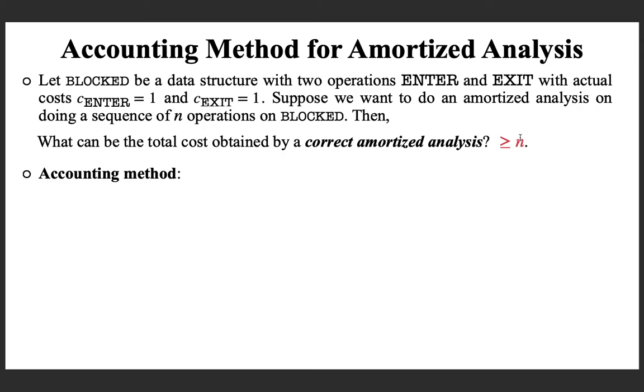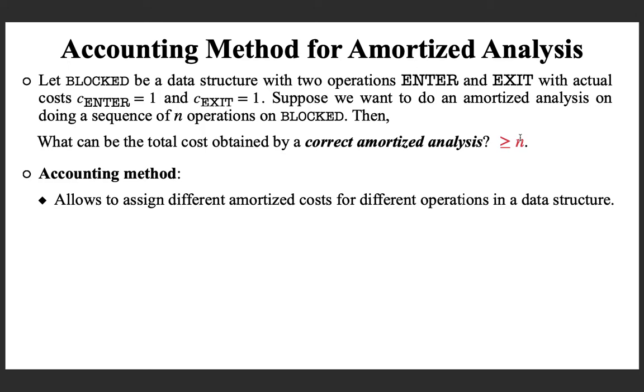Now, what is the accounting method? It allows us to assign different amortized costs for different operations in a data structure. Even though the actual cost of the enter operation is 1 and the exit operation is 1, maybe you can say that the amortized cost of enter is 2 rather than 1, and it also allows you to say that the amortized cost of exit is, say, 0. That you can do. I will make it clear.